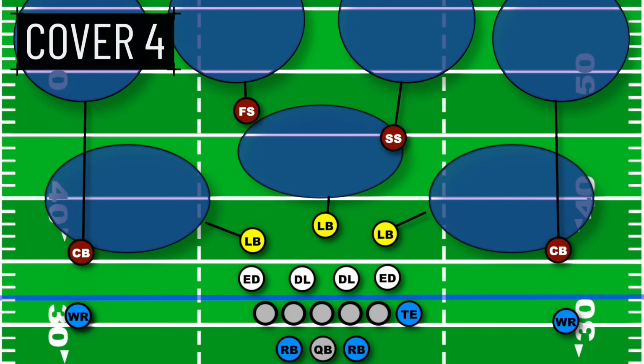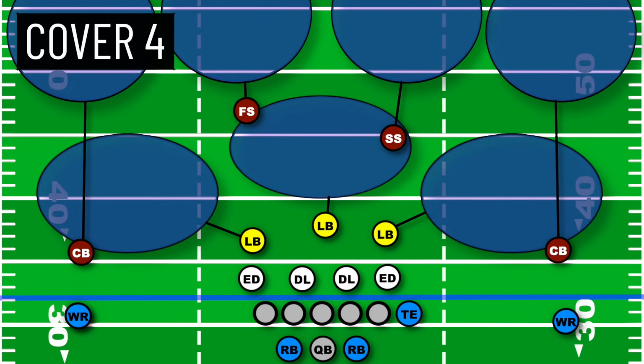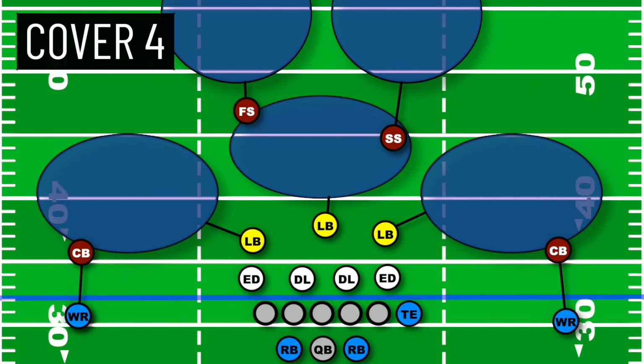Cover 4 is usually called quarters coverage, and it's pretty much only run as a pattern match defense. Quarters is usually diagrammed like this with 4 defenders deep, but it's almost never actually played like that for the entire play. The 4 deep defenders might drop deep to start out, but once the receiver in front of them gets 8 to 10 yards downfield, it turns into man coverage, and if everyone runs vertical, it's basically cover 2 man.